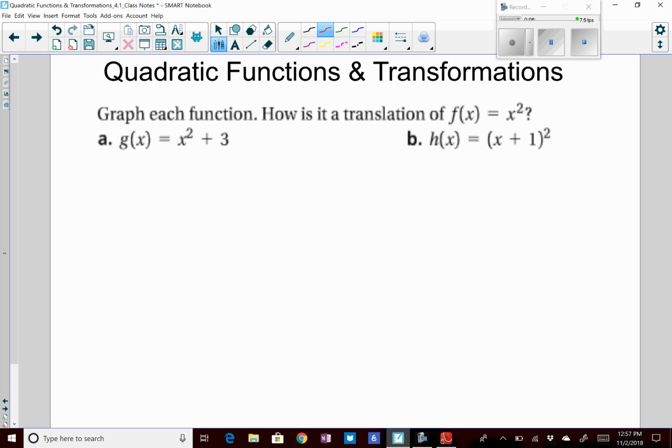Again here, how is it a translation of the parent function? With the x squared plus 3, again, we would expect it to go up by 3 units. And with the x plus 1 squared, we would expect it to go to the left by 1 unit. Remember that x plus 1 is the same as x minus -1, and that -1 here is telling you that it's moving to the left by 1 unit.